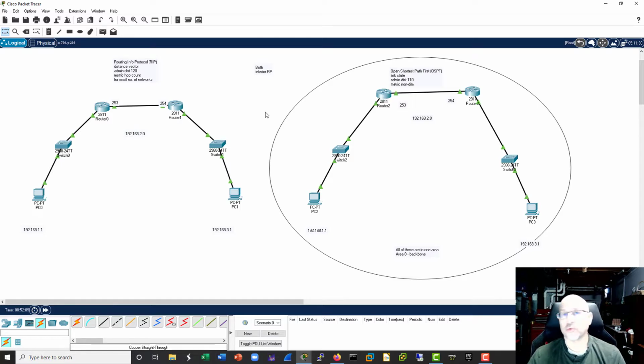Hopefully you enjoyed this reminder about RIP, a reminder about static routes, and of course our beginning foray into OSPF. Thanks for watching, thanks for listening, and may those packets always reach their destinations no matter what routing protocol you've chosen to use.